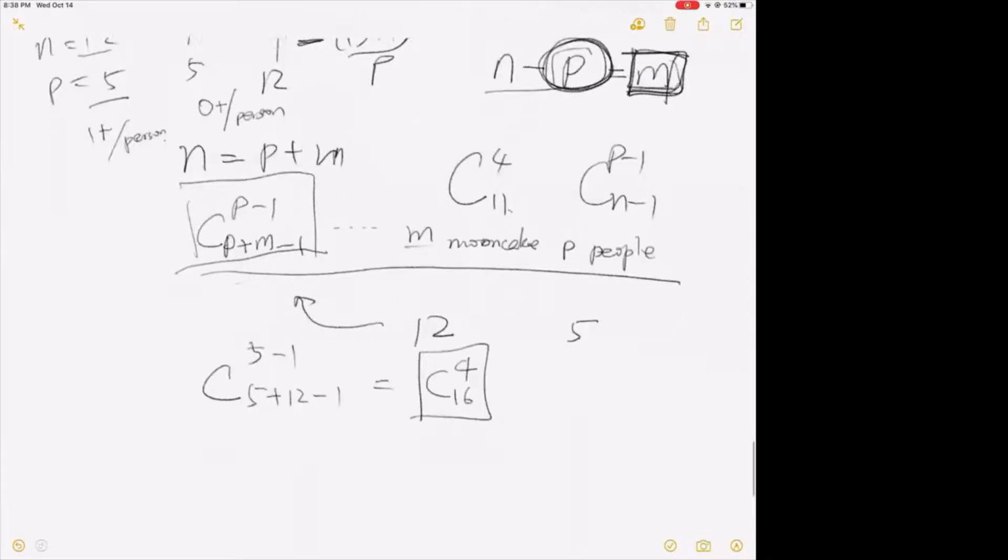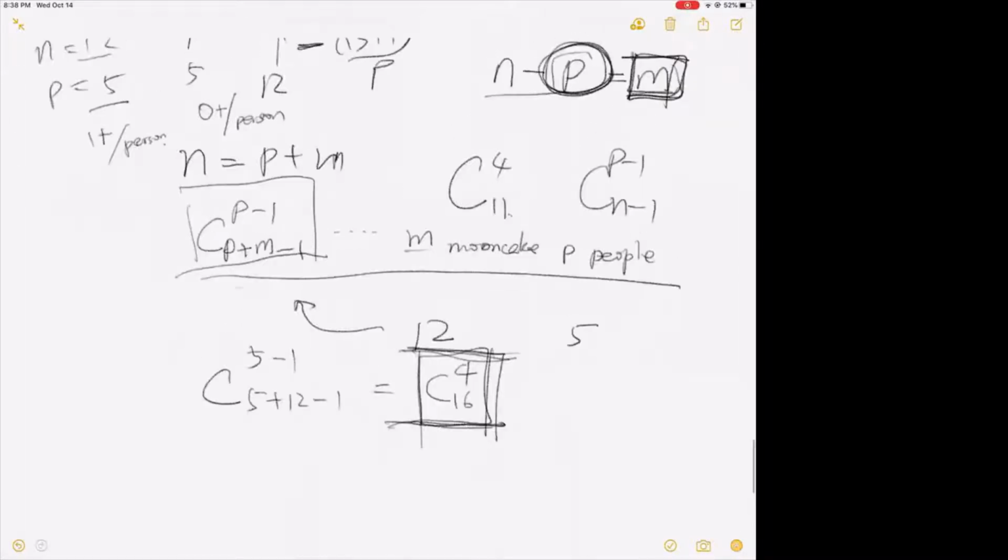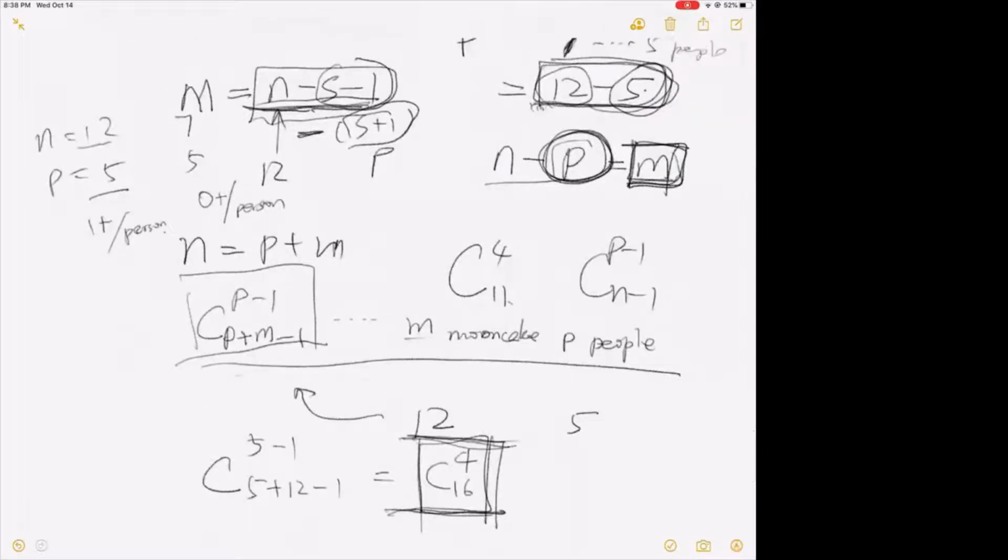Anyone else? I still need an intuitive way of understanding this. I'm really confused on this. So what was N again? N was the original mooncakes. So you remember when we discussed problem number two, where I said we have 12 mooncakes and each person will have at least one, right?